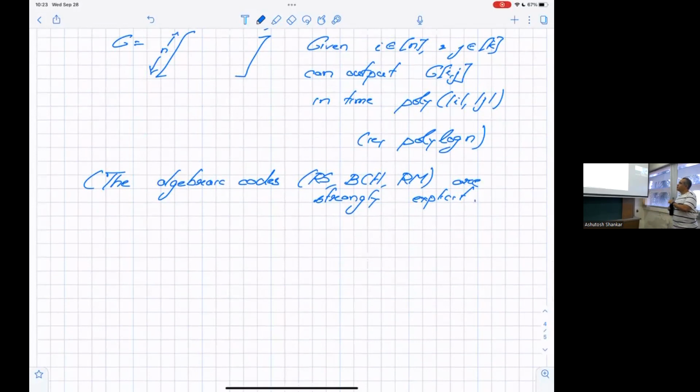Or do it the other way around. So define strongly explicit in terms of parity check matrix. You can define it to one of the two. That is, you get a good handle on the code somehow. We haven't formally proved this in class.